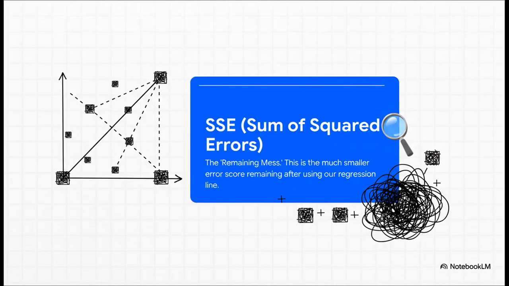Now, even with our awesome new line, we're not going to be perfect, right? The little gaps between each actual delivery and our prediction line, that's the error that's still left. When we add up all those little bits of error, we get SSE, or the sum of squared errors. I like to call this the leftover mess. And our whole goal is to make this leftover mess as tiny as possible.